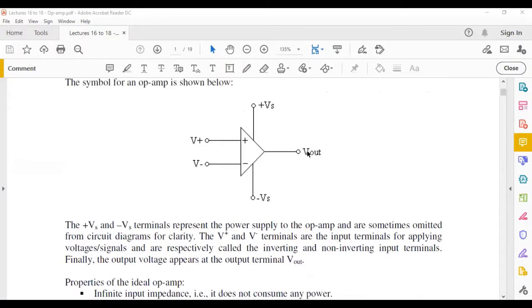So I'm going to send you the notes. Of course, you can find more information in your notes about everything we're going to discuss here in more detail. So, like I've said, you have two inputs and one output.